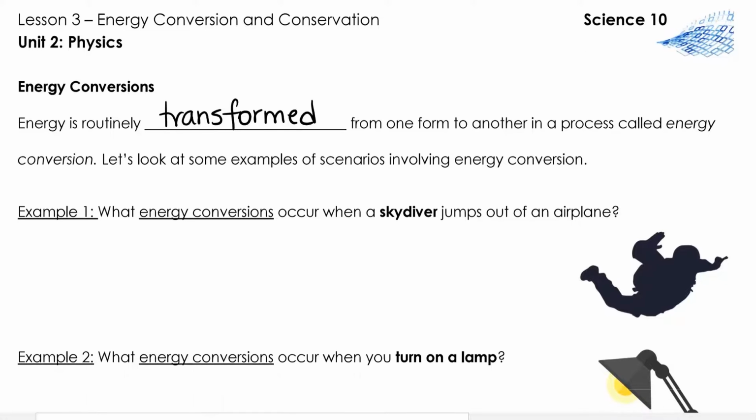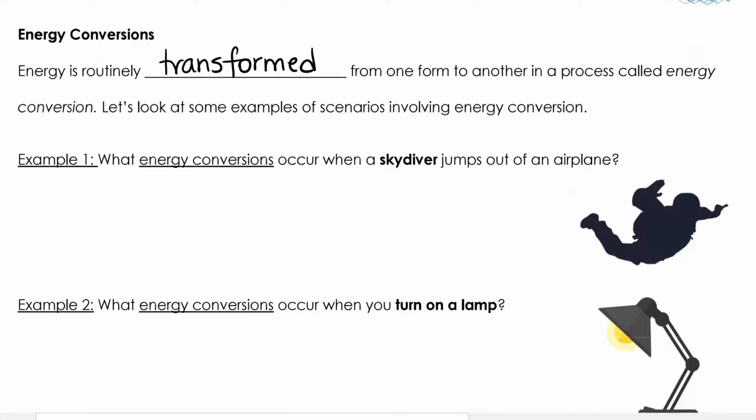What energy conversions occur when a skydiver jumps out of an airplane? Well, imagine an airplane far above the ground. For somebody to hop out of that airplane and fall towards the ground, what types of energy are being converted? At first, up here, when they jump out of the aircraft, there's a whole lot of gravitational potential energy. And as they fall towards the ground, they're picking up speed. So by the time they get here, they have both gravitational potential energy and kinetic energy.